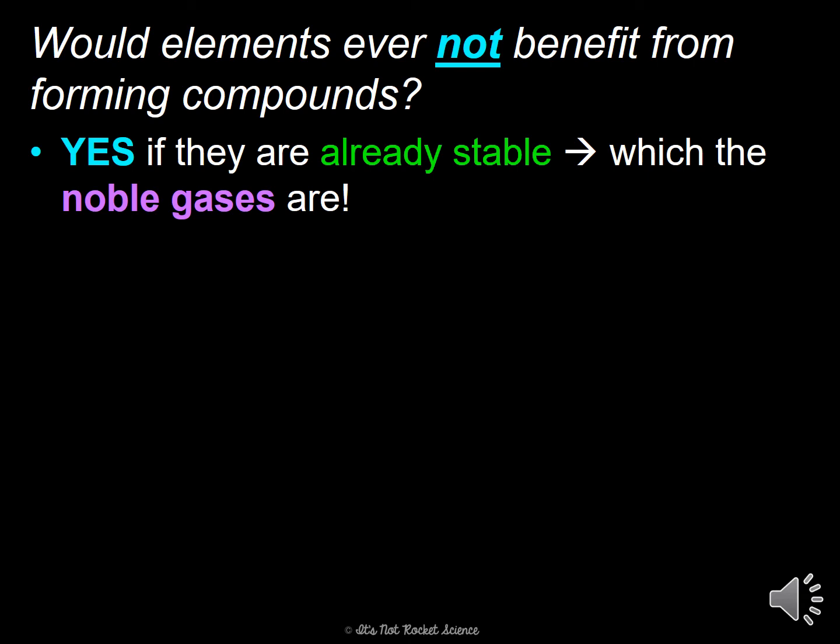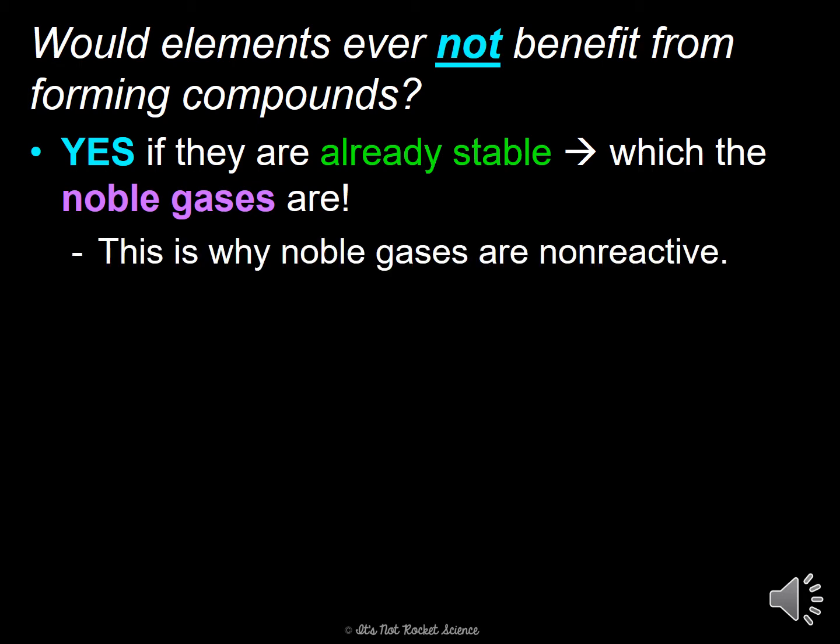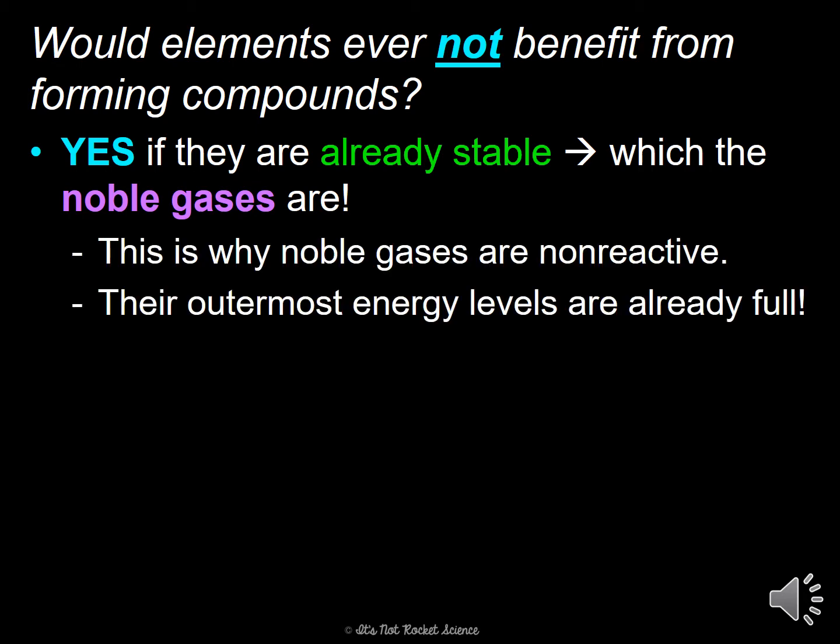Okay. Would elements ever not benefit from forming compounds? Yes, and that's if they're already stable. Okay. And if you look at your periodic table, you can see which ones have 8 valence electrons. It's the far right group, which are known as the noble gases. Those are non-reactive because they already have 8 valence electrons in the outer shell.